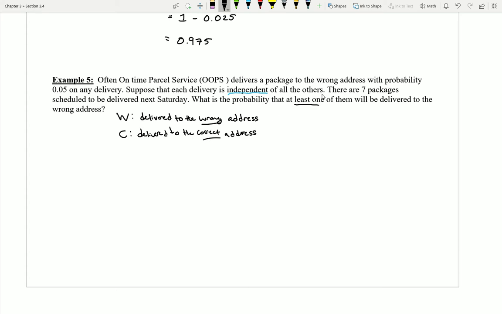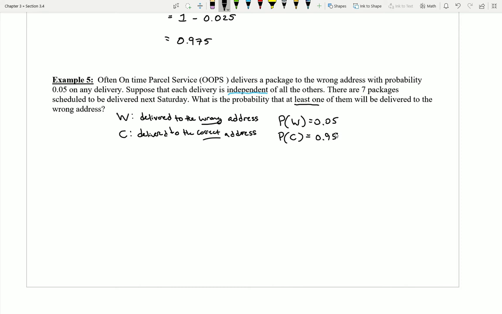Okay, now we're told here in the question that the chances that it's delivered to the wrong address is going to be 5%, 0.05. So what's the probability that it's delivered to the correct address? Well, that would be 0.95. Okay, so let's think about what it is then that we're interested in here.